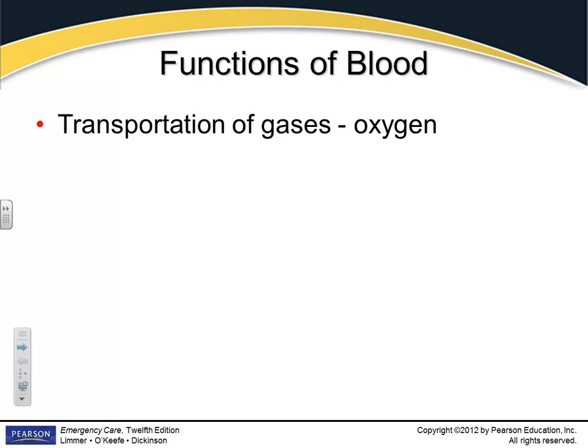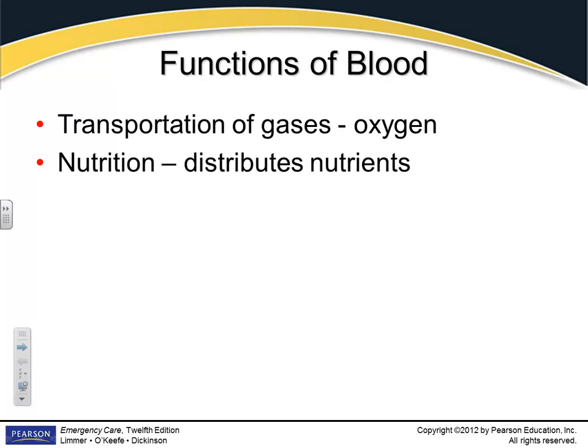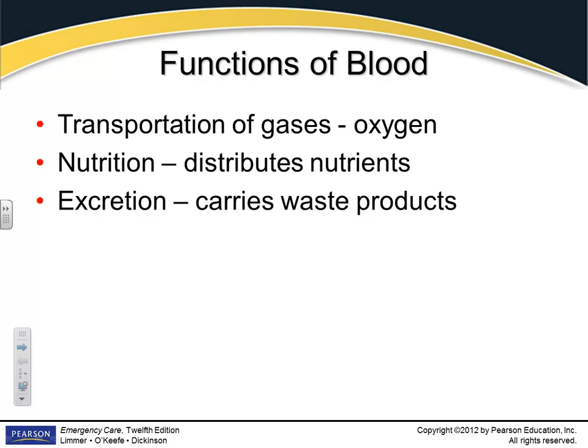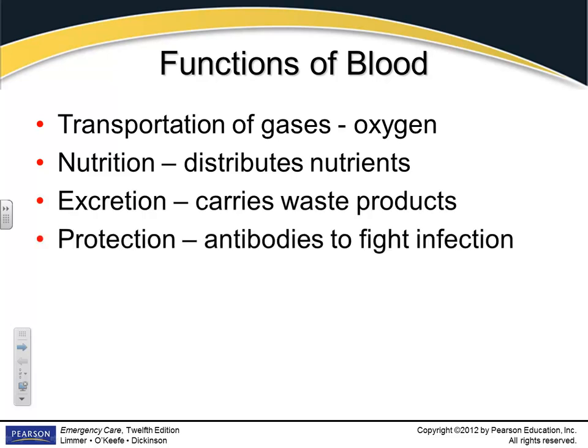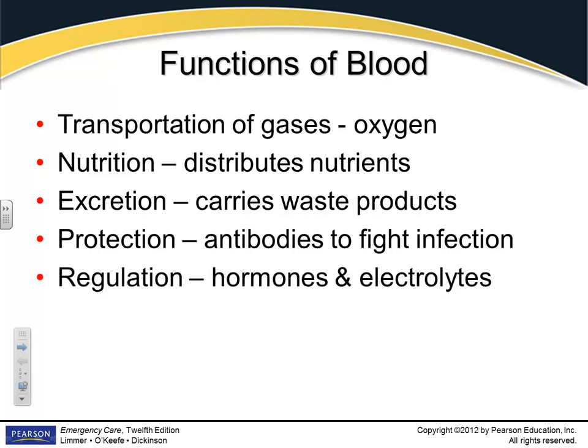Okay, let's look at what the blood does for us. It transports our gases, right? What are the gases that are transported? Oxygen and carbon dioxide are the main ones. It carries nutrients. What else does it carry? Waste products and maybe hormones. It carries our antibodies, hormones, electrolytes. So the blood is very important to us. It does a lot of good stuff for us besides just carry oxygen.